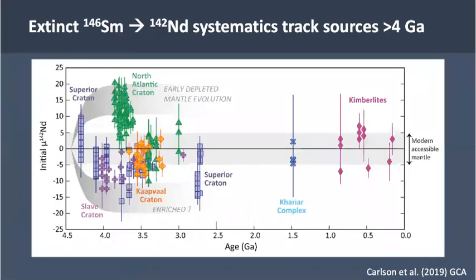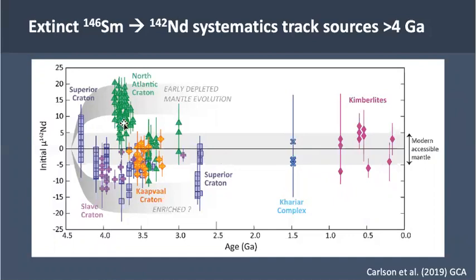Rick also showed this plot in his talk last week. What it's showing is the 142 neodymium isotope composition over time from the formation of the Earth to the present, looking at it in a variety of terrains compared to the modern mantle. The modern mantle is this band in gray here. And one thing that's important about this is that not only can you date rocks directly, as we were trying to do in the Superior craton at the Nuvvuagittuq supracrustal belt on the last slide, but you can also use it for rocks that post-date the extinction of 146 samarium at 4 billion.